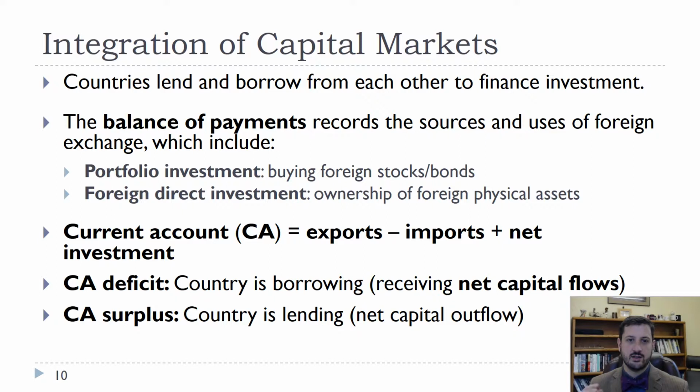And so we can look at the current account, which is the trade balance, the exports minus imports, plus net investment. So that investment balanced out between countries. So all of the investment from the U.S. to Japan, say, and then from Japan to the U.S. And so if we have a current account deficit, then the country is borrowing. They're receiving net capital flows. So if that number is negative, and if we have a current account surplus, then the country is lending, right? It's a net capital outflow.